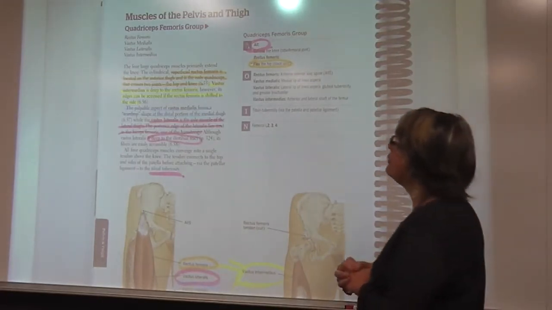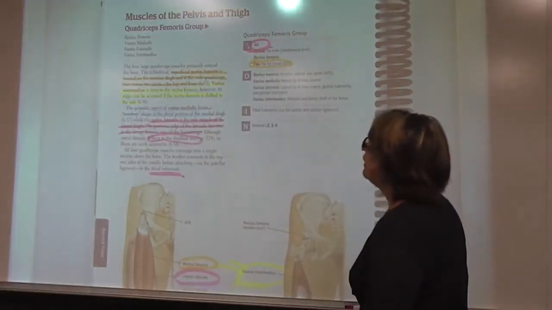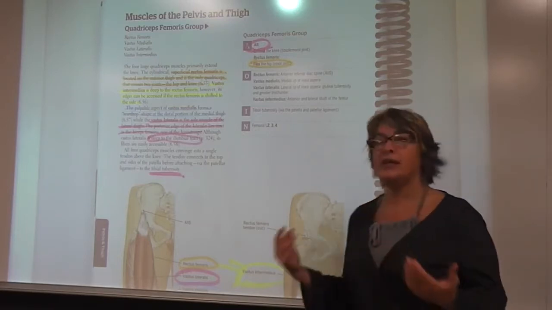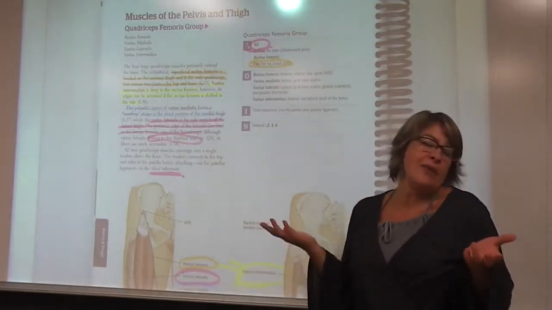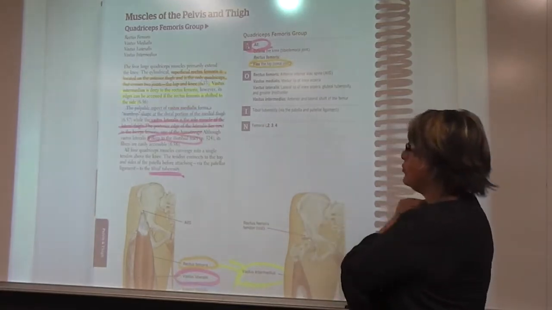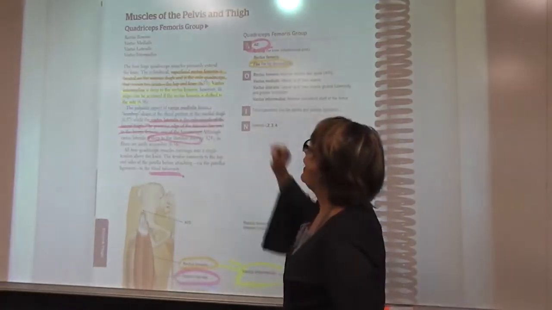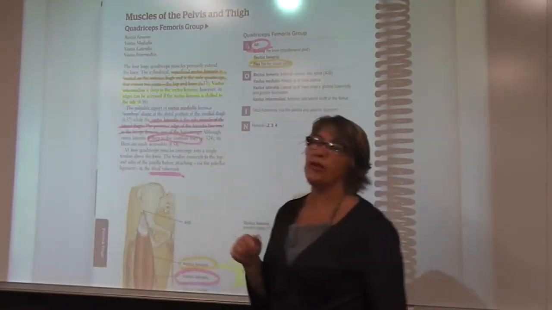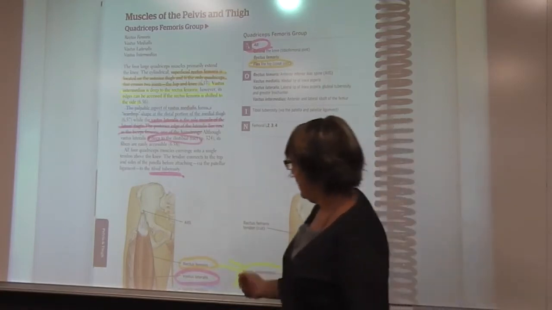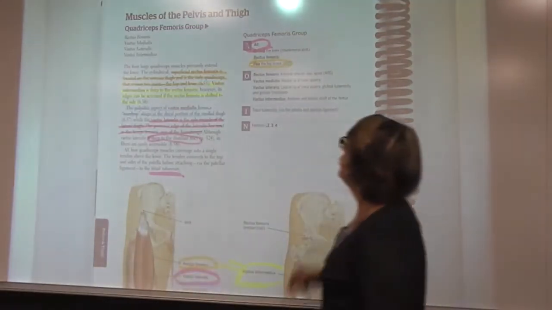So first of all, we look at the name of the 4 quads. Then we also want to recognize that one of these is going to be a rock star. We've had them in other chapters. So our first one up is rectus femoris. He is the rock star because he is the most superficial and he crosses 2 joints, the hip and the knee. You can look at the bottom and see that I have it circled, rectus femoris.